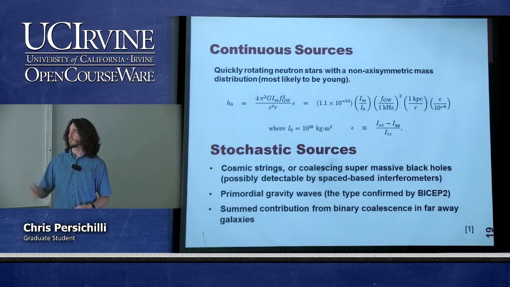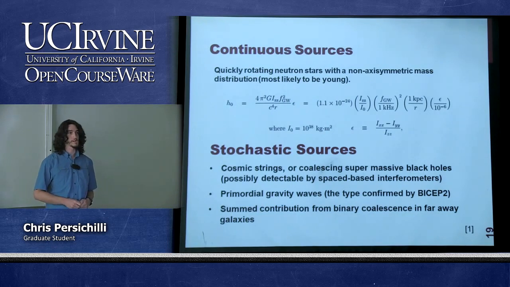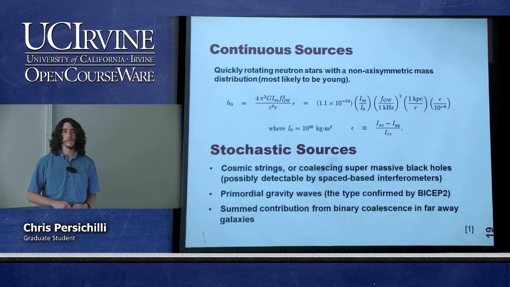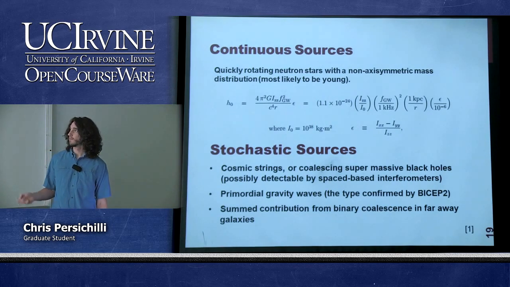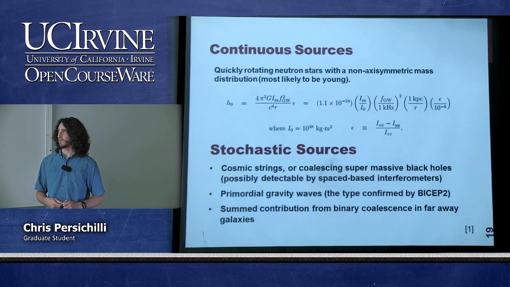And on top of that, there are also some continuous sources. In the context of interferometers, continuous sources basically refers to quickly rotating neutron stars that have some non-axially symmetric distribution. So again, I won't dwell on the equation here because I think I might be running out of time. But basically, that's the equation that gives you the amplitude for a rotating neutron star.